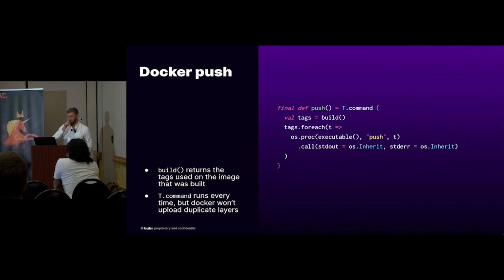Of course, after you've built it, you want to push it up to Docker Hub. That one's pretty straightforward. From our push, we want to make sure that it's built first. And then it goes through each of those tags and goes ahead and calls Docker push on them. You can see there's a separate task for the executable, so if you're on Podman on Mac or something like that, you can customize which executable you're using to access Docker.